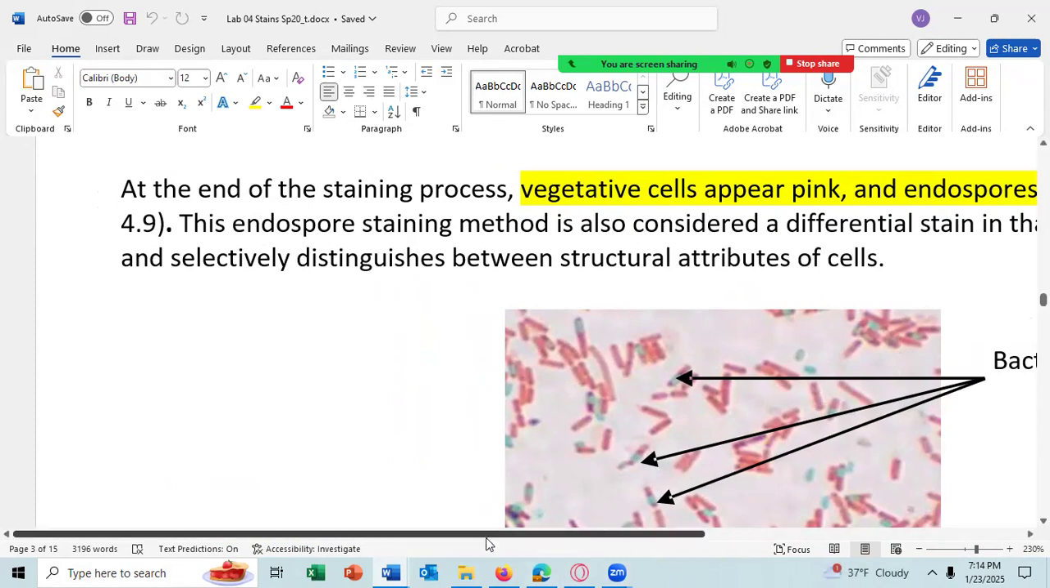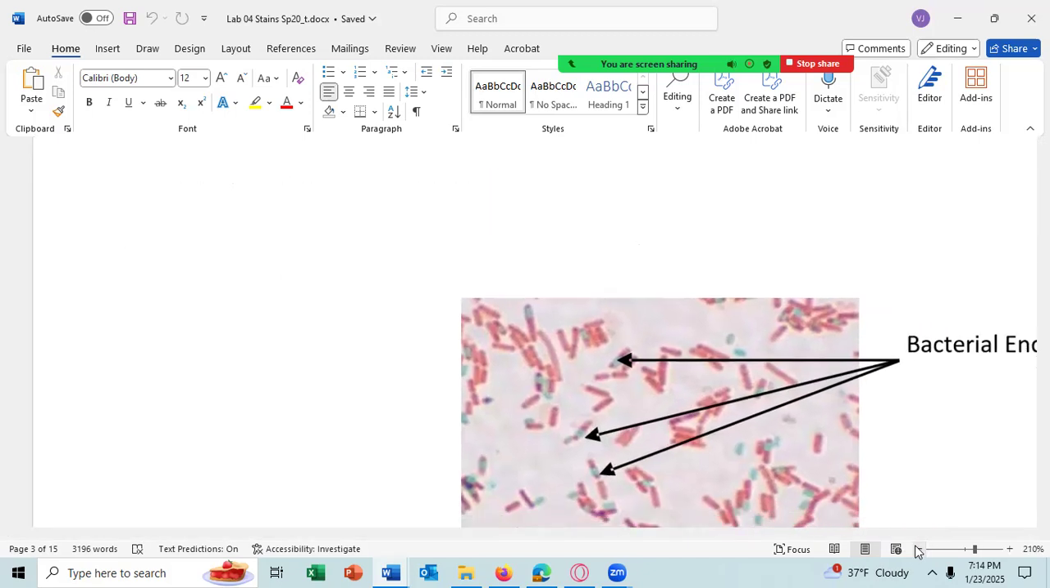And there is an endospore inside a parent cell. The parent cell makes the endospore, and then when the parent cell dies, the endospore is given off, and that's how those form. Any question about any of that?